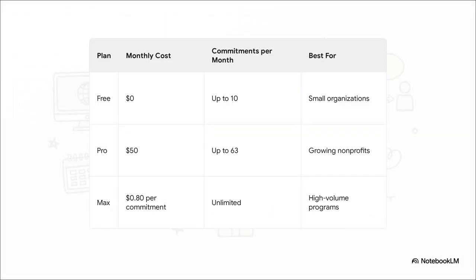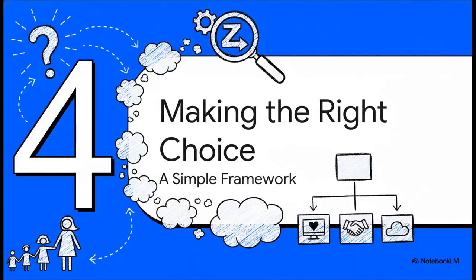And getting a modern system doesn't have to break the bank. For example, a provider like Help You Sponsor has a free plan for small organizations, a pro plan for growing ones, and a scalable plan for really high-volume programs. It just goes to show that this technology is accessible for nonprofits of any size. So this brings us to the big question, right? In Section 4, we're talking about making the right choice. How do you actually pick the right software for your organization?